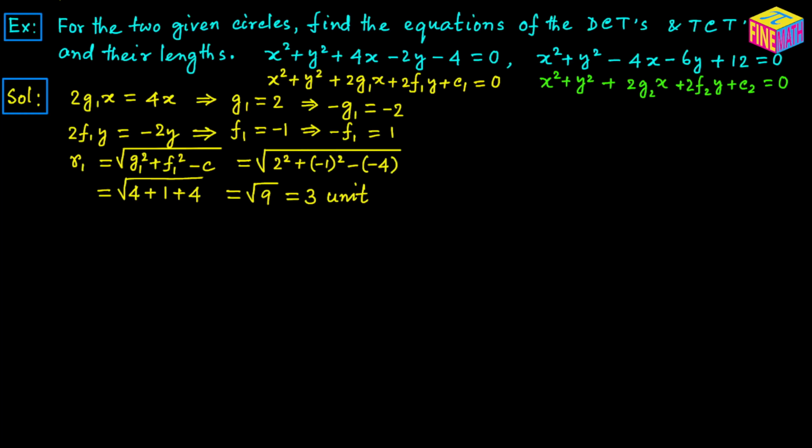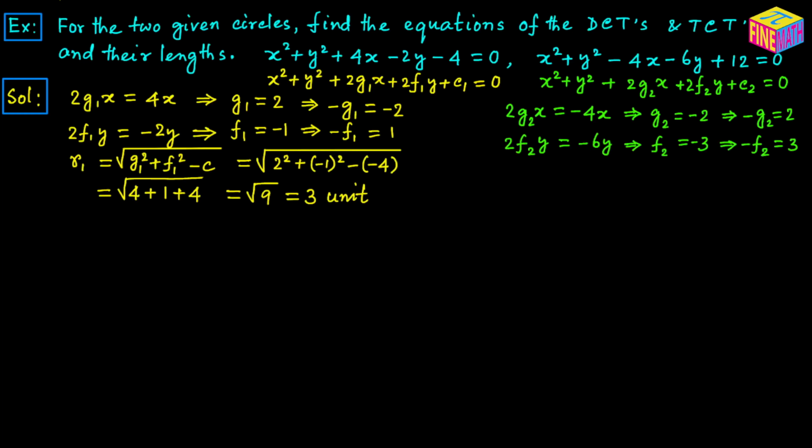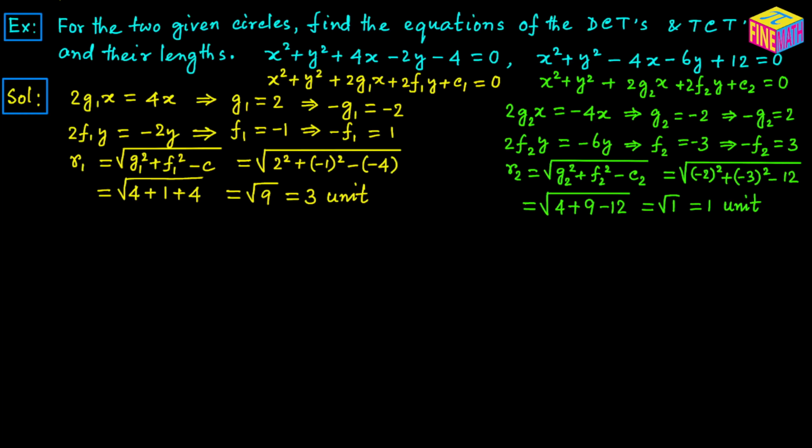Similarly, we are going to compare the given equation of the second circle with the general form of the equation of a circle, and from there we can say that 2g sub 2 x is equal to negative 4x. That means g sub 2 will be equal to negative 2 and negative g sub 2 will be equal to positive 2, and 2 f sub 2 y is equal to negative 6y, and from there f sub 2 is equal to negative 3 and negative f sub 2 will be equal to positive 3. And if we calculate the radius of the second circle, it turns out to be 1 unit.